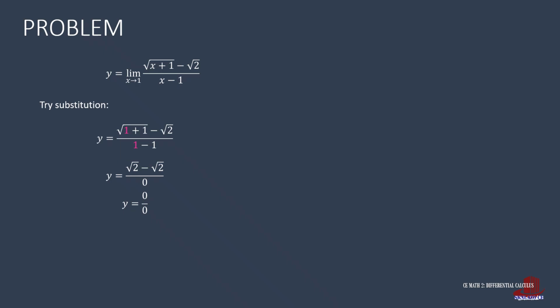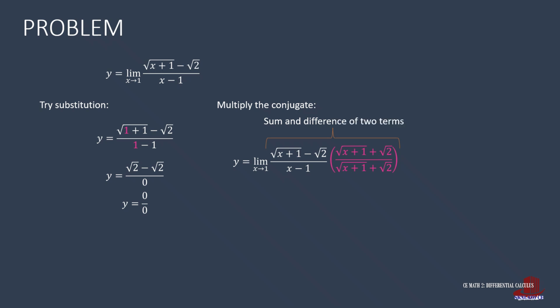The presence of radicals is a cue to use the conjugate, so multiply by the conjugate of the function. With minus as the operator of the numerator, multiply the same two terms with plus. By multiplying the conjugate, the numerator turns into the sum and difference of two terms, which can be simplified as the difference of two squares.